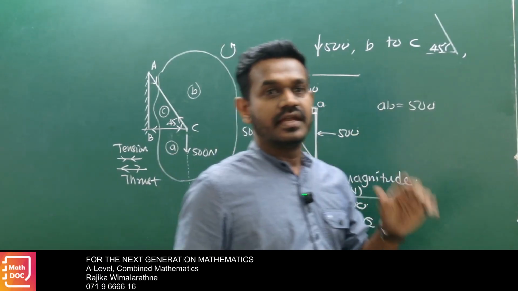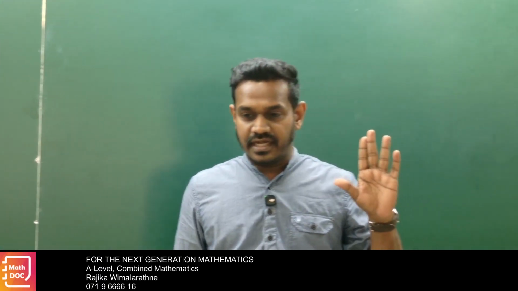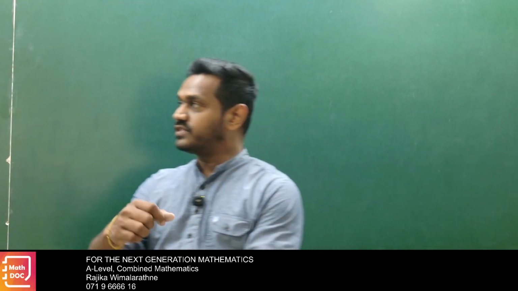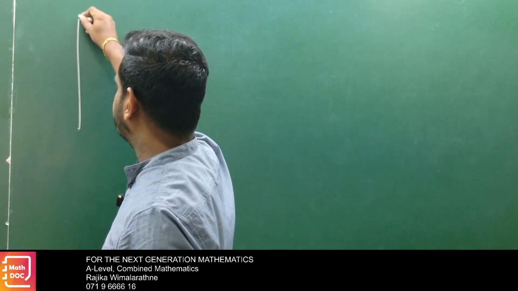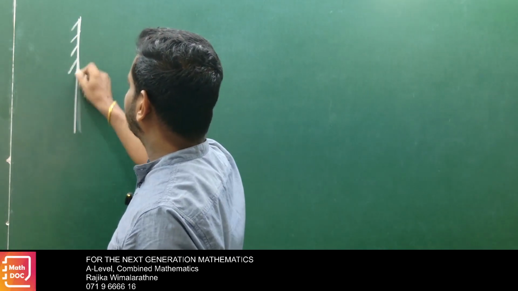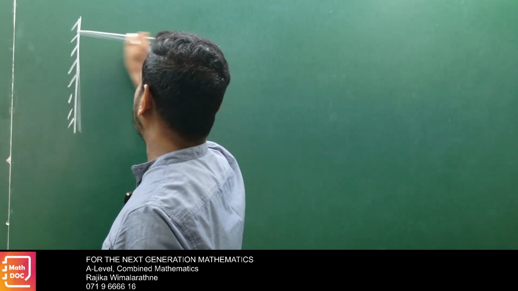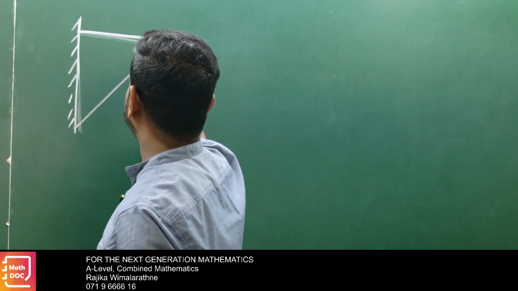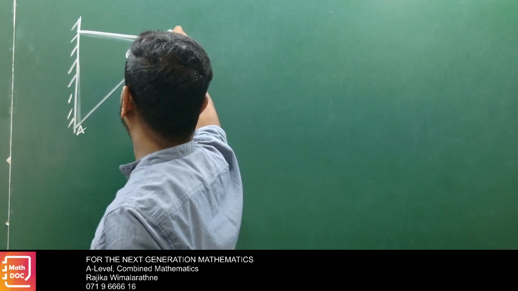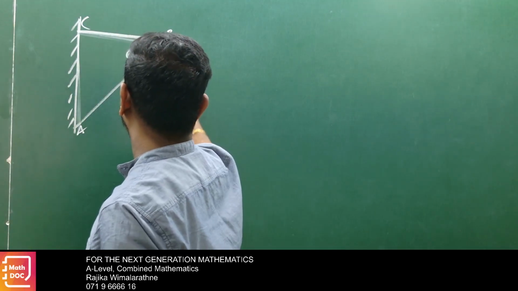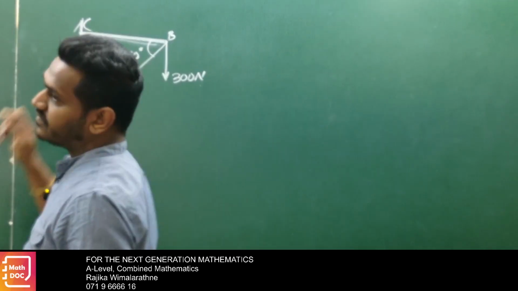Okay, now let's move to another question. Now I'll give you the steps, you do. Here take this diagram. Here a horizontal line, 60 degree inclination. Here A, B, C. Here take 300 Newton. Okay, first sketch this diagram. Sketch it.